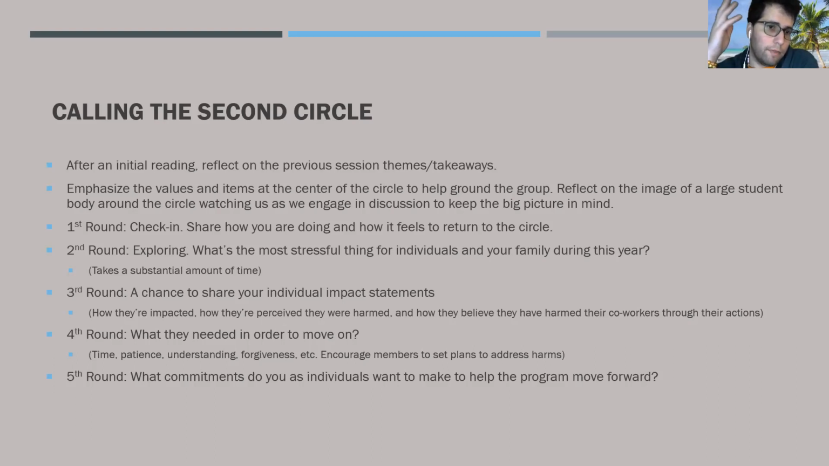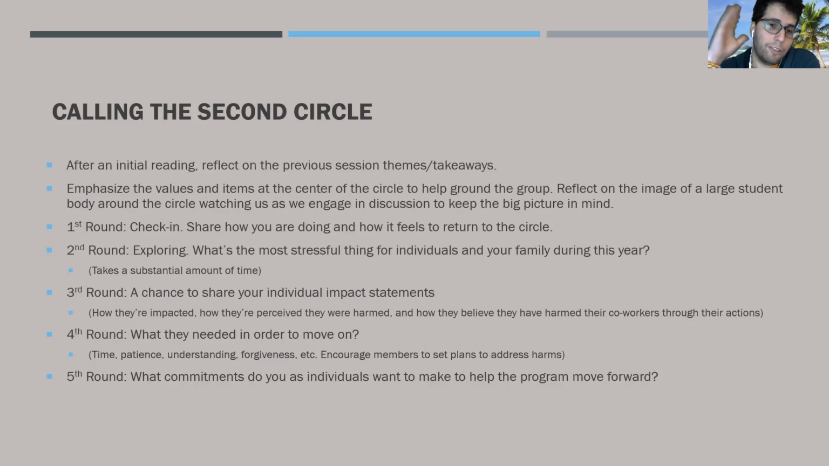So the second circle, you have an initial reading. You reflect on the previous session's themes or takeaways, and then you emphasize the values items in the center of the circle again. You reflect on the image of the large student body sitting around you, watching you as you engage in this process to keep the big picture in mind. And then again, we want to check in, share how you're doing and how it feels to return to the circle this week. And the second round, we're going to explore, and this is going to take a substantial amount of time, but we're going to ask each person, what's the most stressful thing for individuals, for each person, and for your family during this past year?